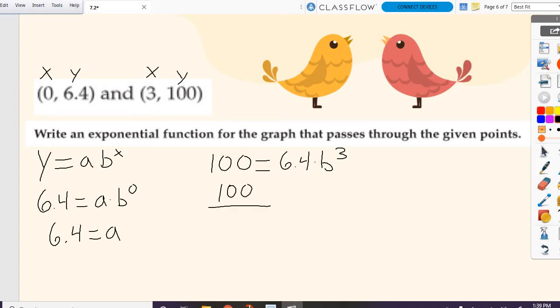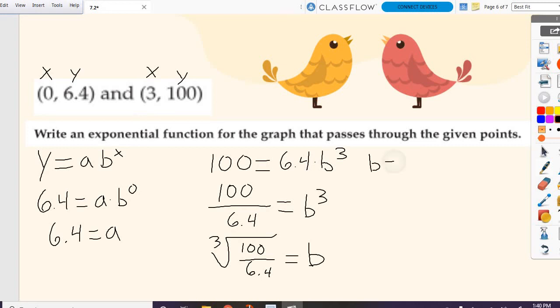Again, we need to solve for b, so we're going to get the base by itself. Then remember that we undo raising something to the third power by taking the third root. And again, plugging all of that into our calculator, what's nice is that this time we actually get 2.5 exactly.